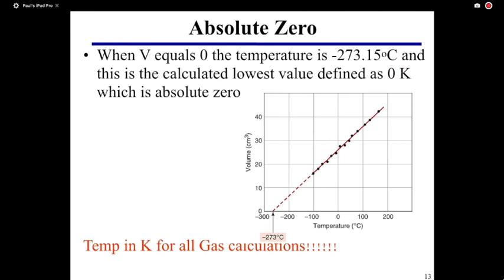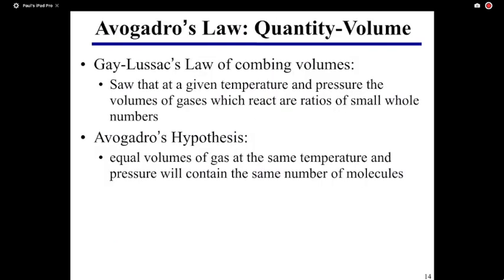Okay? And from this point on, when we do gases, the temperatures that we're going to use in calculations will be in Kelvin. Our pressures will most often be in atmospheres, and our temperatures will be in Kelvin. Very rarely will I ever give you that. Okay. There is quantity and volume.